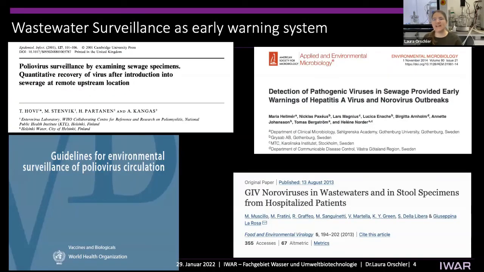Wastewater surveillance itself is actually nothing new. It's been known before then and was mainly performed for polioviruses or noroviruses. And with these studies and the information that were already there, we were able to establish the wastewater surveillance for SARS-CoV-2 very fast, because already in March there were several studies that published information for detecting SARS-CoV-2 in wastewater.